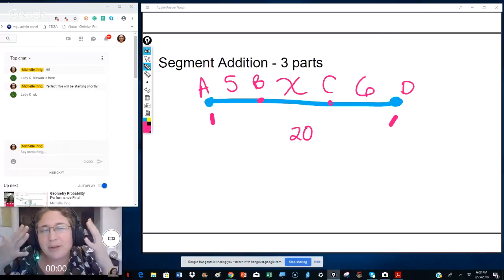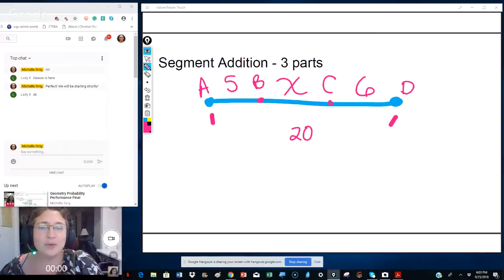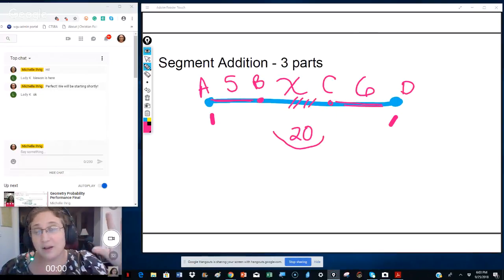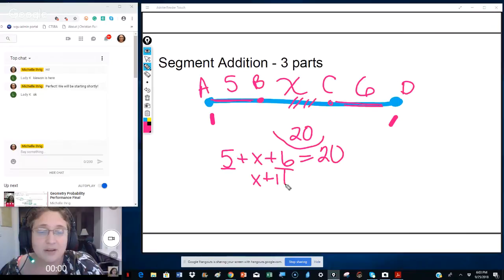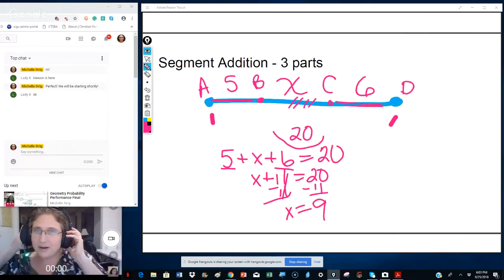Well, this you probably already know what you would do, because really it's like you have $20. You spent $5 at one store. You spent $6 at the other store. So how much money do you have left? Now, the official way to write this problem would be 5 plus X plus 6 equals 20. We combine our like terms, and we get X plus 11 equals 20. Subtract the 11 from both sides, and we get X equals 9. You probably were able to figure that one out in your head.